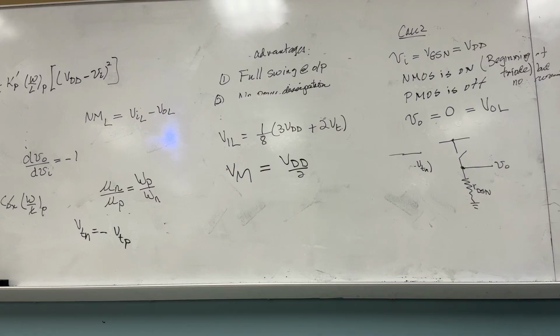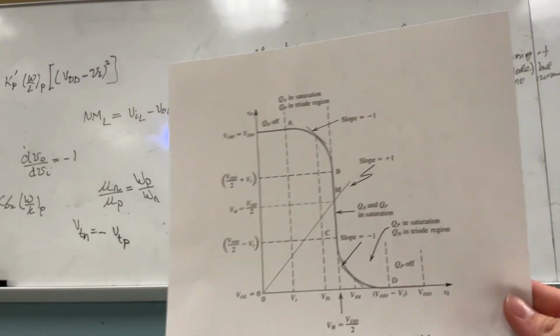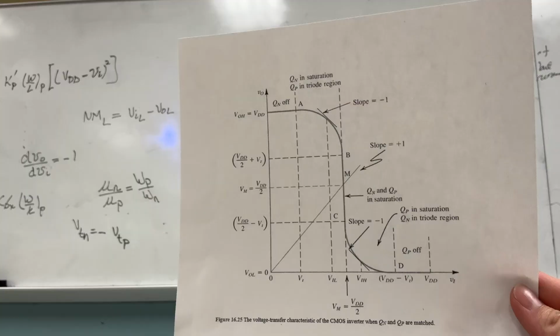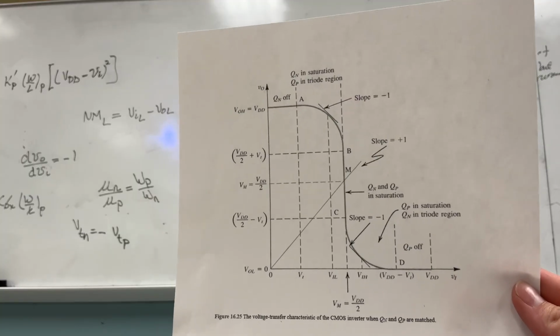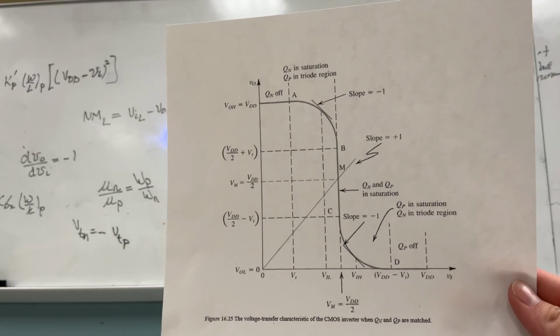So from the region A to B and B to C, the left side of that. From A to B, the region is what? The QN is saturated, but the QP is in the triode region. Oh, I see. This one now is what? Between B and C, we're both saturated. Did you get it or not?